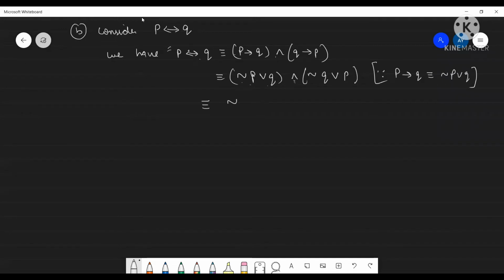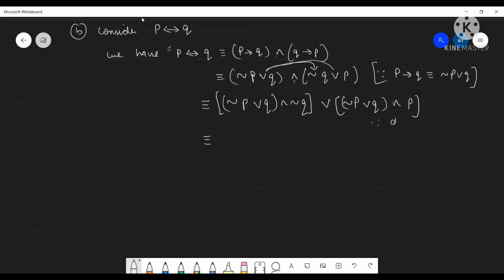You'll have negation P or Q, and negation Q or P. So now write negation P or Q, and negation Q. We are just taking this with this one. This is finished. Or you'll have negation P or Q, and P. We are just making use of the distributive property, the distributive law.